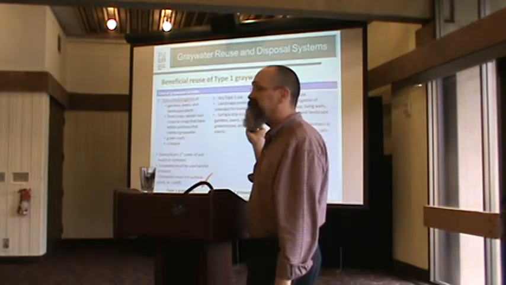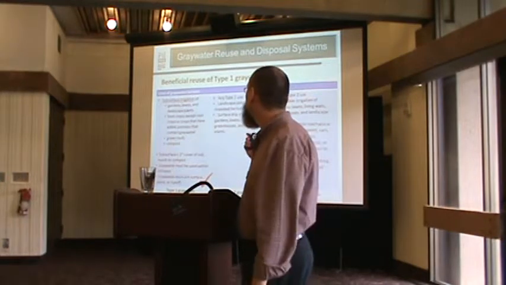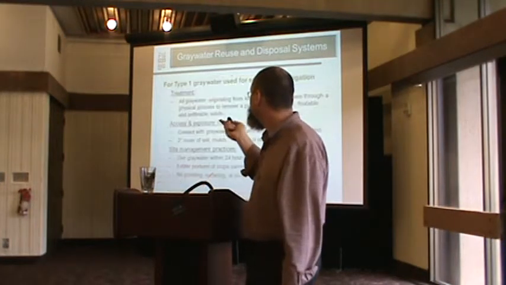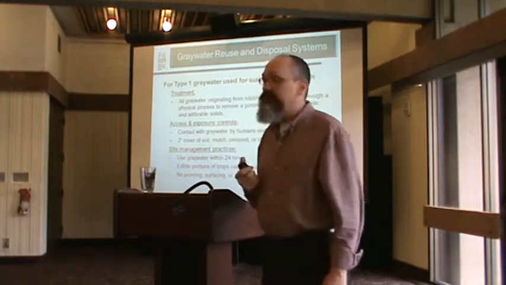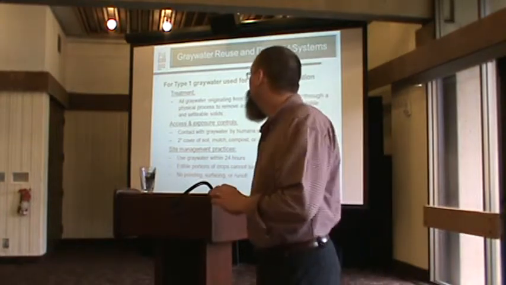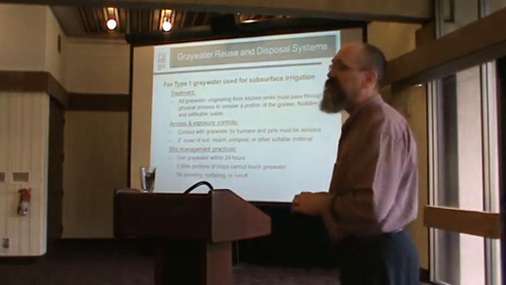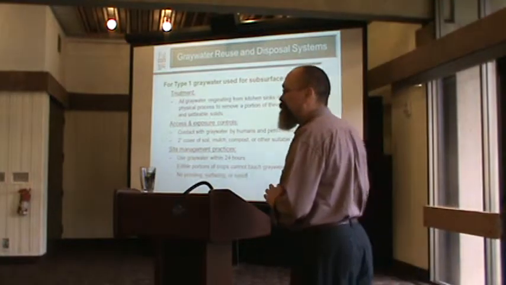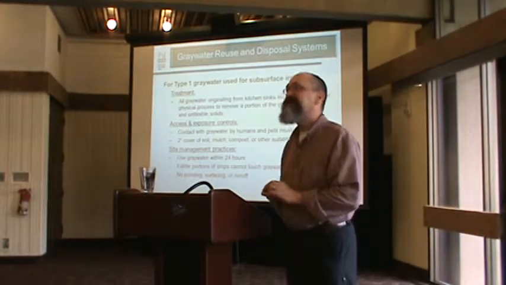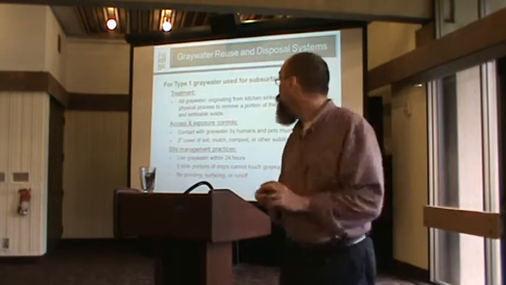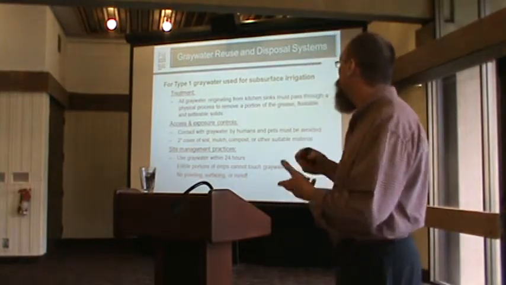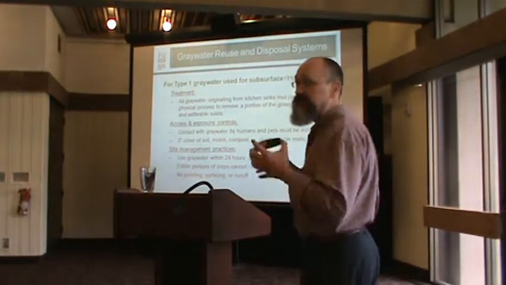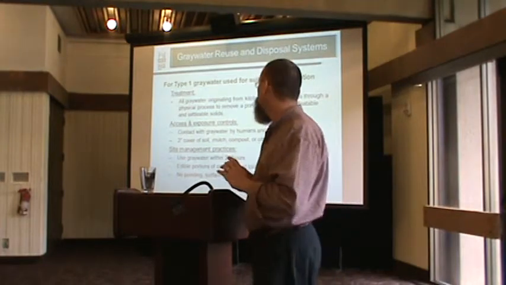Okay, we've covered this. We're really talking about subsurface irrigation. So the details about using this. The first one is the treatment, and this is primary treatment. It's a physical process. You have to remove a portion of the grease, floatable, and settleable solids. So this is for kitchen sinks on the system.